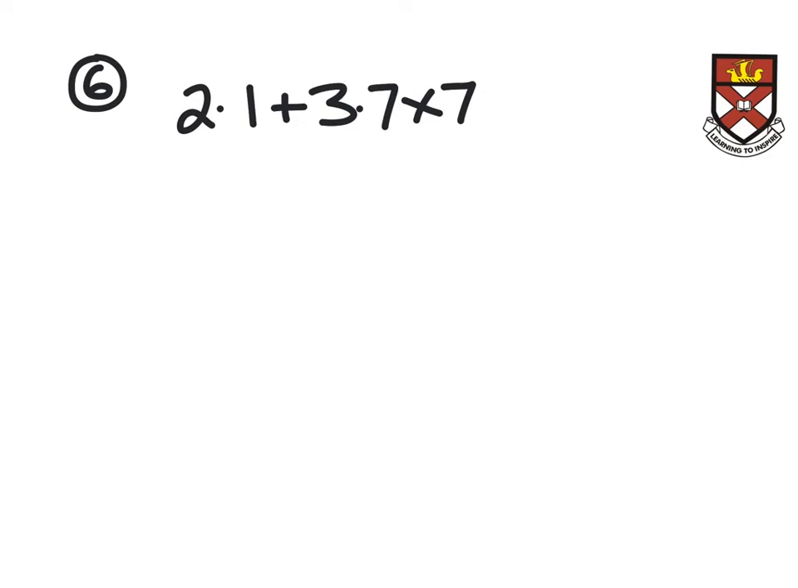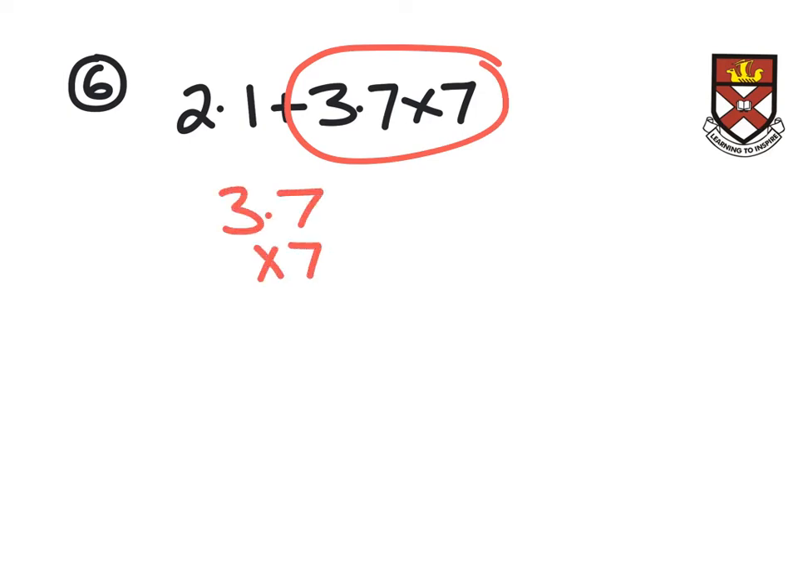The last 4 questions hopefully are quite straightforward for you. BODMAS, so we're going to do this bit first of all, 3 times 7 times 7. So get that answer, and then we're going to add on to that 2.1.